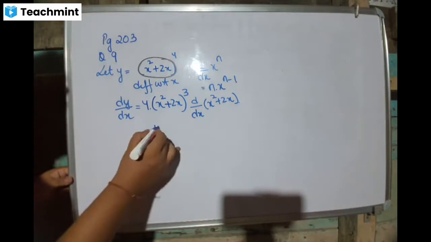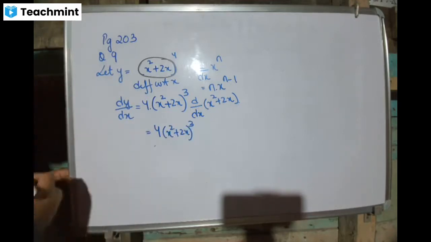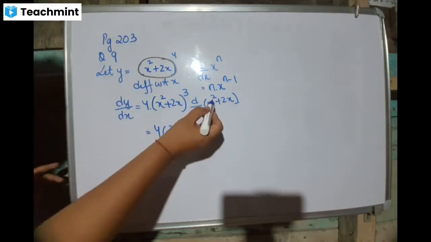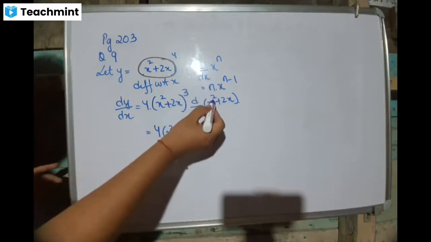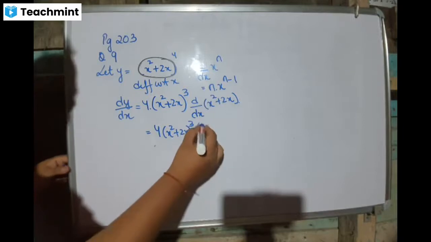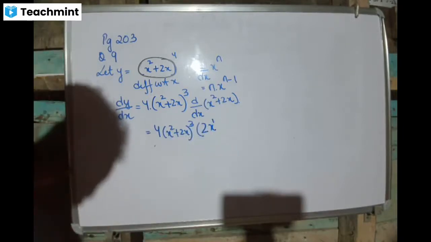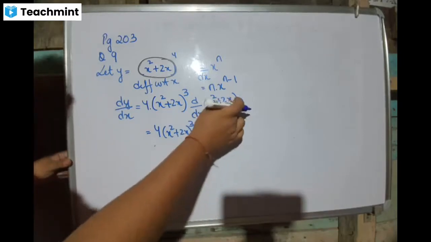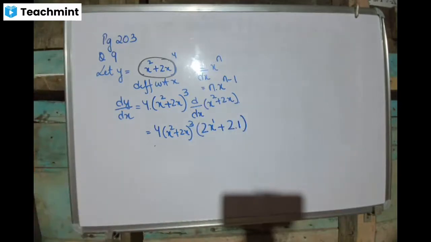So see, 4 times (x square plus 2x) whole to the power 3 remains as it is. I need to differentiate this. Look at this. Derivative of x square: the power is a constant, the base is x. That is absolutely correct. So it is a standard function. So the power 2 comes in front, x to the power 2 minus 1 is 1. Is that clear? Plus 2 is a constant, so it comes out, and derivative of x is 1. So this is how you differentiate a composite function.